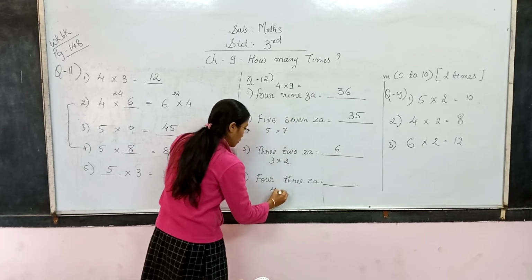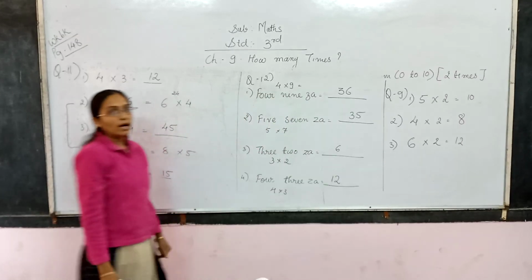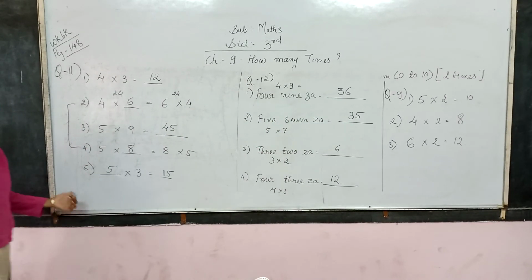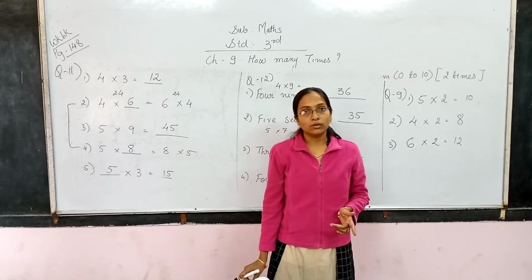Next is 4 3s are. So here we write 4 multiplied by 3. 4 3s are 12. Okay. I hope this is clear to you. Question number 11 and 12. Next question we'll see in the next video. Okay. Thank you.